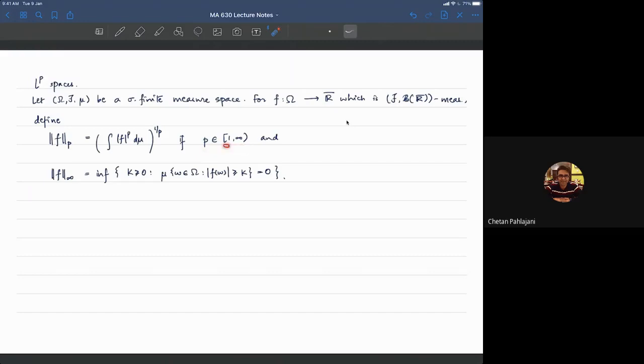So if 1 ≤ p < infinity, and I have any f taking omega to R-bar, which is measurable, I will define this symbol, which looks like norm f p, to be: I take the absolute value of f to the pth power, then I integrate it, and then I take the pth root of that. Okay, and I'll define this symbol, which looks like the infinity norm of f, to be the infimum of all k's with the property that the measure of the set where |f(omega)| ≥ k is 0.